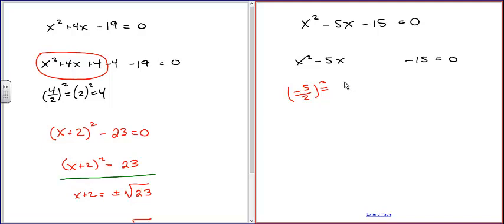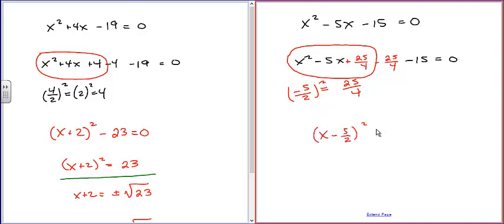We just square this, which you get 25 fourths. So you square the numerator. Negative 5 squared is positive 25, and positive 2 squared is 4. So we're going to add 25 fourths, and we're going to subtract 25 fourths. Now, again, these three terms can become a complete square. It's going to be x, and here we have negative 5 halves, so it's negative 5 halves quantity squared.